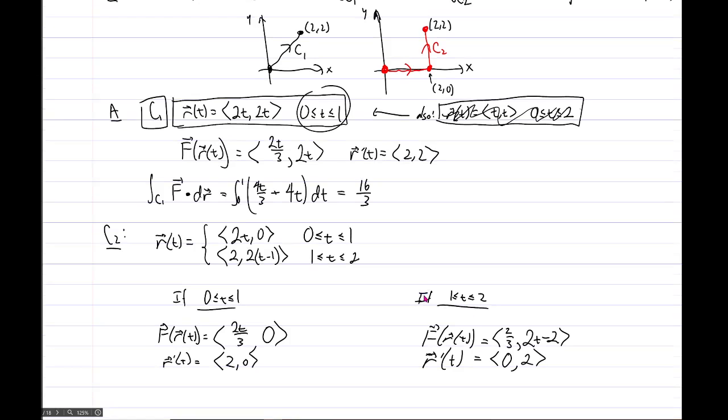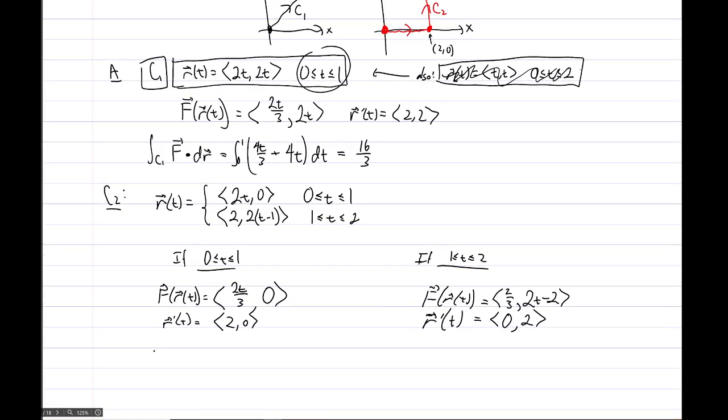So when we now set up the integral this time, the integral over c2 of f dot dr, we actually have to turn this into two dt integrals. There's an integral from 0 to 1 dt, and a separate integral from 1 to 2 dt. And so what goes in this spot should be the dot product of those two things, which should be 2 times 2t over 3, so 4t over 3.